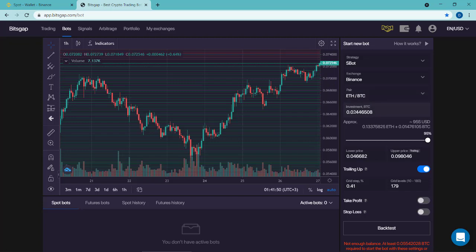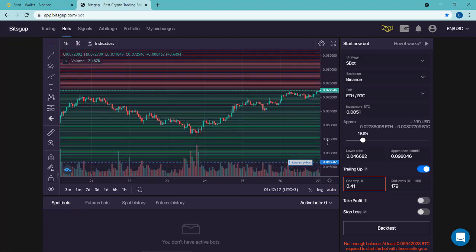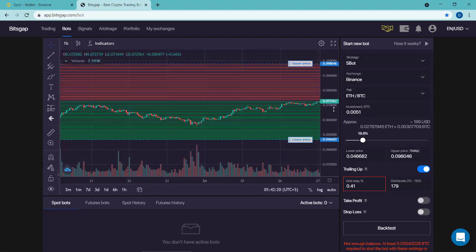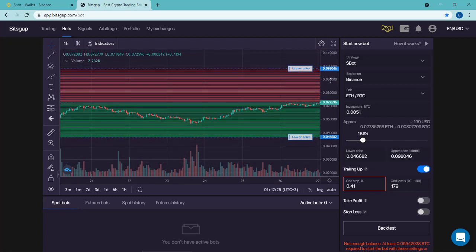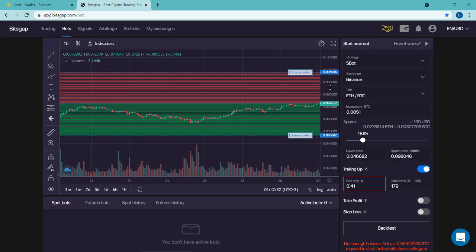Right, what's my investment amount? I don't want to invest the whole fund, only about $200. 0.0051, that's nearly $200. After I've chosen the strategy, exchange, the pair, and the investment amount, if I look here, moving down these numbers, the value of Ethereum against Bitcoin, I can squash it together a bit. Here I can see what my trading range is, the low price and the upper price, and that's what appears in these two boxes over here.